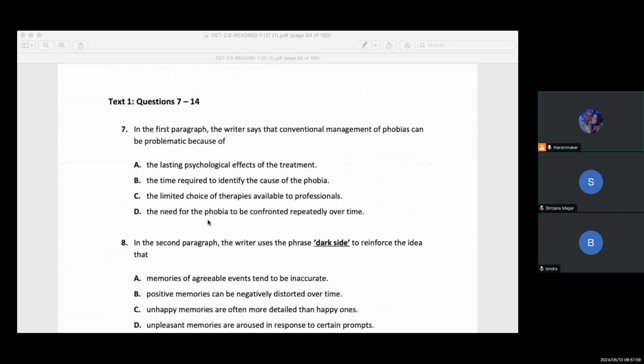It's good to translate it and understand it. So if you do not know the meaning of conventional, your question is sorted. So Srijana, what is the meaning of conventional? If you do not know the word, you can skip it or make a guess and move on, because you have to understand the question.